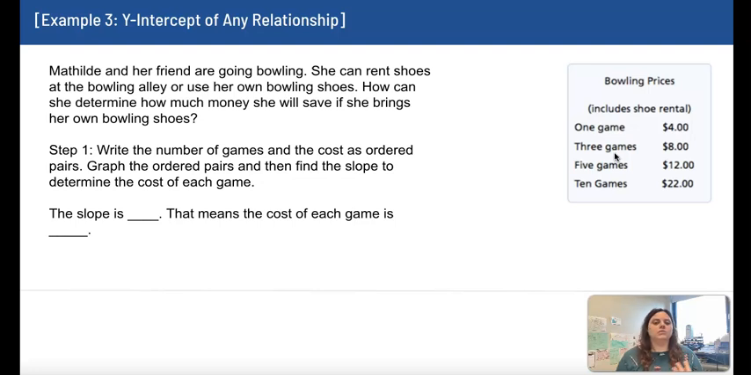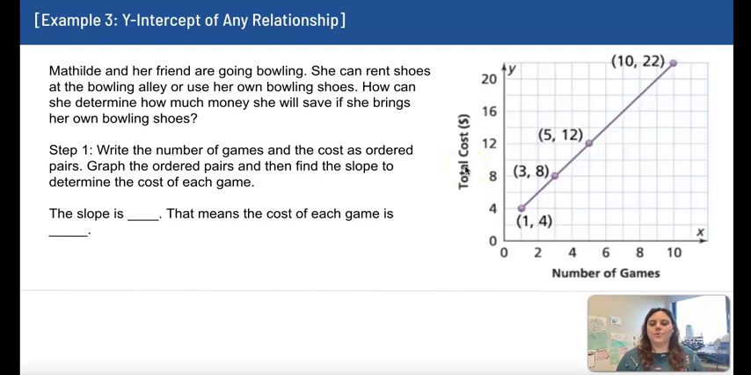The first thing we're going to do is write out the number of games and the cost as ordered pairs. So we can see our bowling prices. 1 game is $4, 3 games is $8, 5 games is $12, 10 games is $22. If we can determine the cost of each game, then we can figure out from that 1 game and kind of work backwards, subtract off the amount of a game. That would be the amount of shoes. So when we graph, here's that graph now, all those points: 1 game, $4; 3 games, $8; 5 games, $12; 10 games, $22.